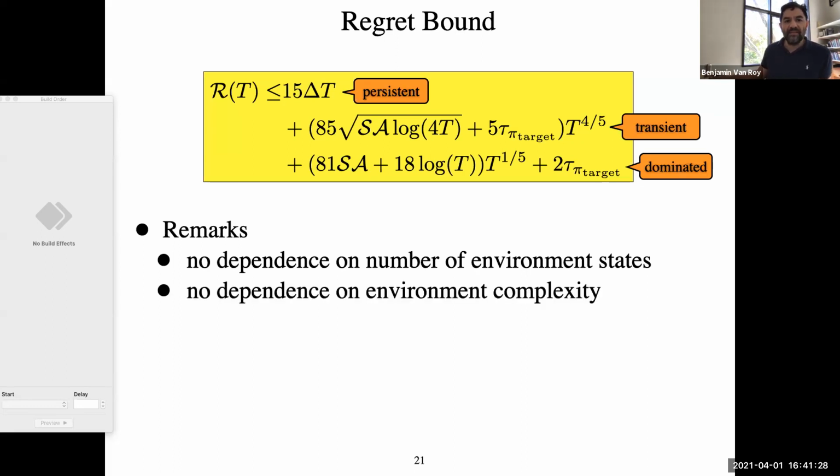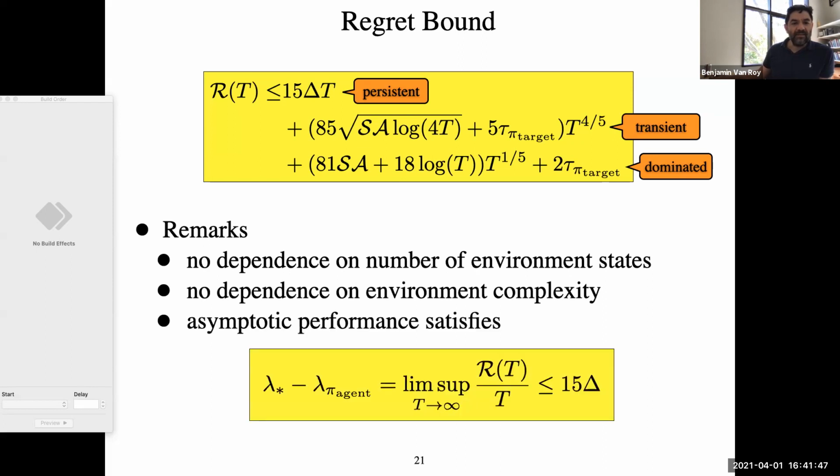Second, there's no dependence on other concepts of environment complexity, except perhaps through the aleatoric state fidelity delta and the target policy reward average in time tau pi target. Finally, if we take the limit of regret scaled by time, we get the difference between the optimal average reward lambda star and the average reward attained by the agent, and that's bounded above by 15 delta.